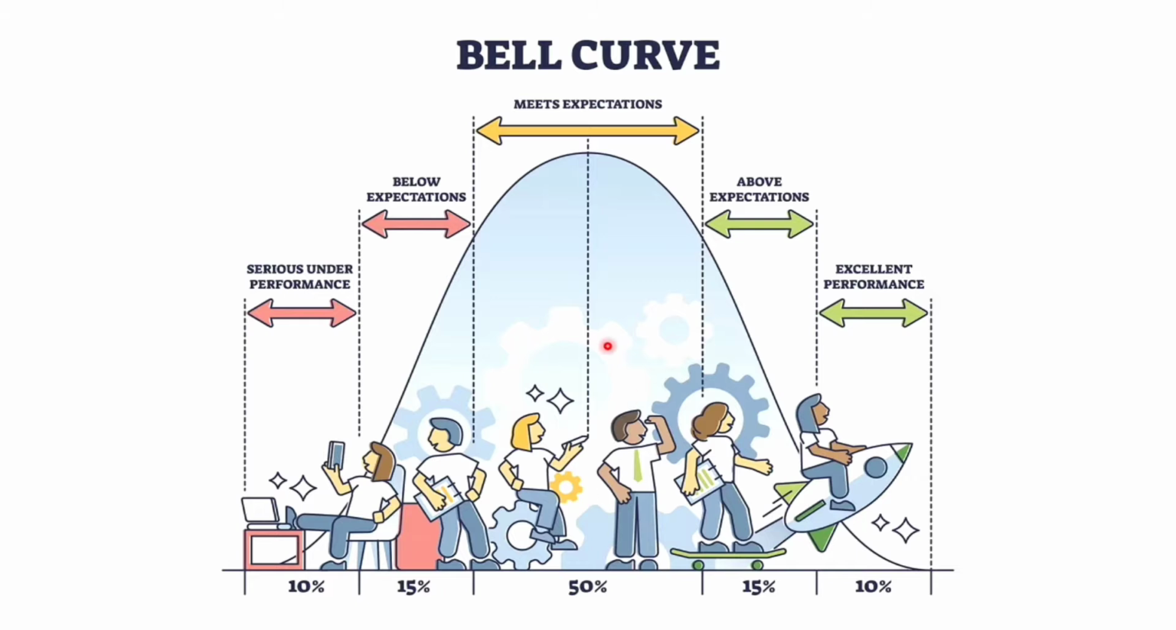50 percentage of the things will meet the expectations, whereas 15 percentage will be either above expectations or below expectations, whereas on either side 10 percentage is seriously underperformance or excellent performance. Either they'll be super good or super bad.